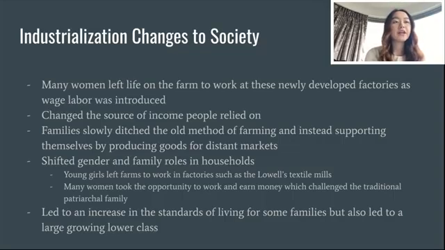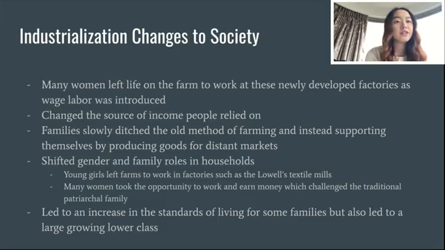Wage labor was where factories set up exact working hours where people would be paid based on the clock. This changed the source of income people relied on. Families also slowly ditched the old method of farming and instead supported themselves by producing goods for distant markets.